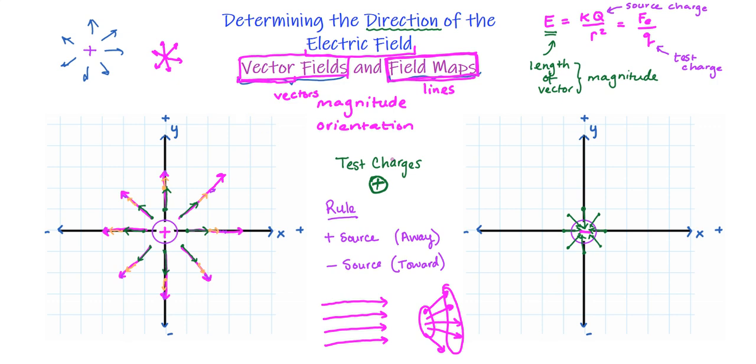So I hope that helps make sense of what the difference between the vector field and the field map is, and how we can see what the direction of a field looks like, or what a field looks like as a whole around some sort of source charge. In the next video, we're going to take a look at, what if you have more than one source? What would that do?